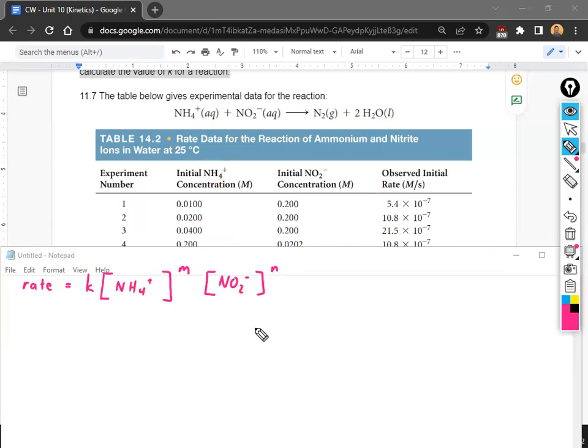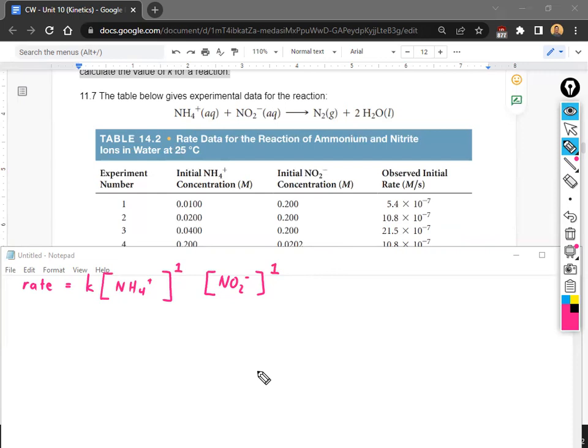So far, so good? Okay, now I'm going to show you guys how we get m and n. It's very easy. All we have to look at is the coefficient, or the number in front of these compounds. So what's the coefficient in front of NH4? 1. And same thing for NO2, right? It's going to be 1 and 1. Okay, super simple.